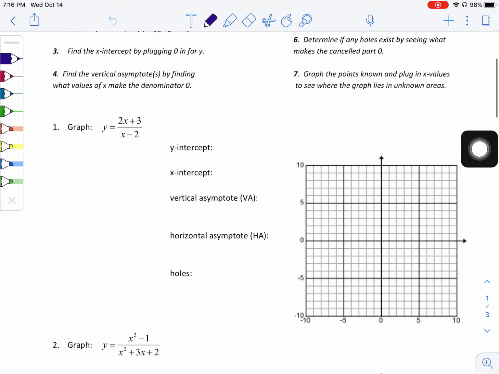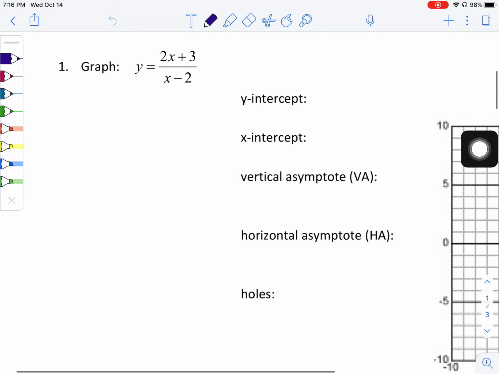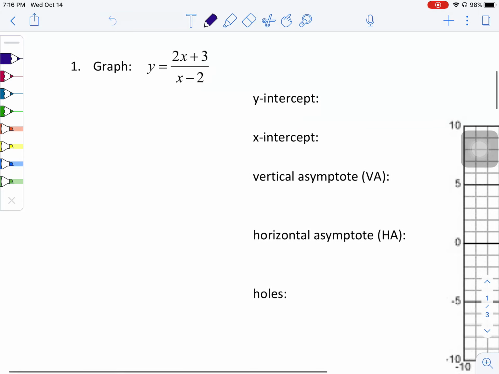Okay, so if I look down here at problem number 1, first thing I want to do is factor it if possible. And I'm going to take a quick look at that numerator, 2x plus 3, and I can't factor that. And I'm going to take a look at the denominator, x minus 2, and I can't factor that. So we're done, all right, as far as the factoring and canceling part goes. But I do want to find a y-intercept.